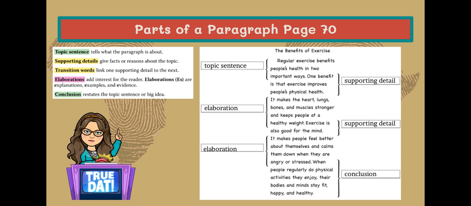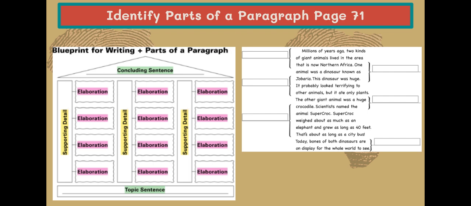Let's read another paragraph and apply what we learned about building a solid paragraph. Turn to page 71 in your student books. Let's look at our instructions. Read the paragraph. Highlight the topic sentence green. Highlight the supporting details yellow. Highlight the elaborations pink. Circle the transitions and label the parts of the paragraph, just as we did in the previous activity. You are going to identify the four parts of a paragraph by highlighting and labeling.